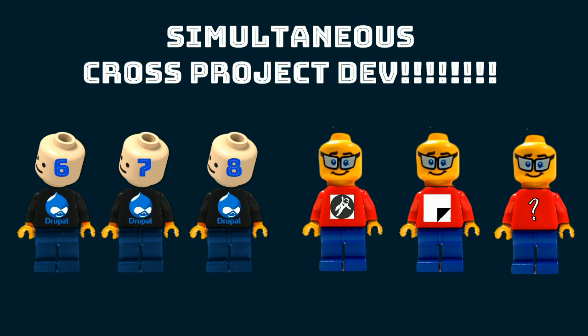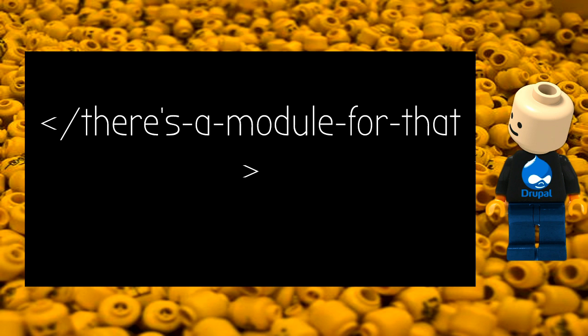So let's work towards simultaneous cross-project development. Why do we have all these front-end teams building amazing experiences tunneled into things that are decisions on the back end? That shouldn't be a thing. So we can end. There's a module for that.